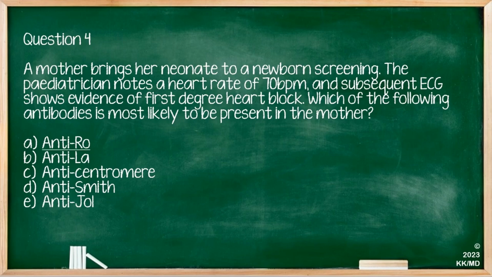Just to recap about the rest of them, anticentromere is associated with the limited form of systemic sclerosis. If you want to hear more in detail about systemic sclerosis, please click here. Anti-Smith is associated with systemic lupus erythematosus, and anti-Jo1 is what's associated with myositis.